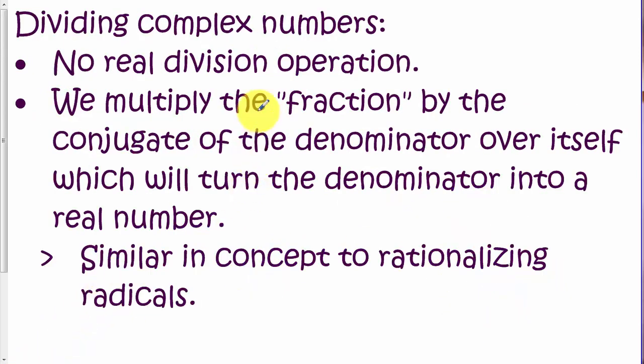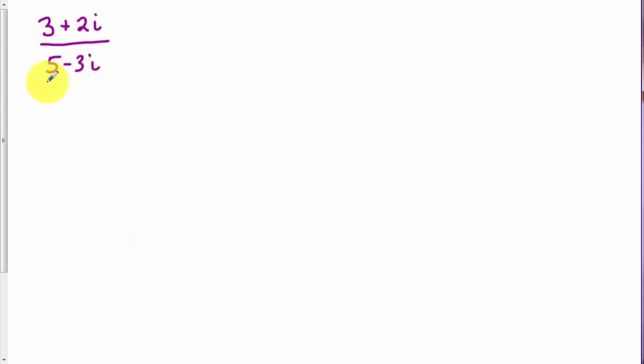Now we're going to use this to simplify complex number fractions or division. So we're not doing division in the sense of the way we would do long division with real numbers, but we are going to simplify them so that the denominator of the division or the fraction is a real number. So this will be similar to the way we rationalize radicals. So I can't leave this with an i in the denominator.